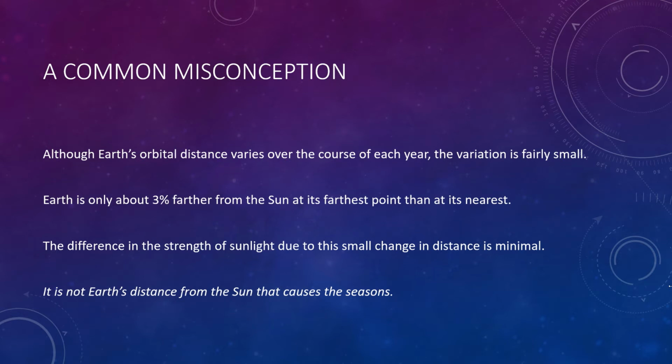Notice that the seasons of Earth are caused only by the tilt of the axis, and not by any change in Earth's distance from the Sun. Although Earth's orbital distance varies over the course of each year, the variation is actually really small. If Earth did not have an axis tilt, we would not have seasons. Earth is only about 3% further from the Sun at its furthest point than it is at its nearest. This difference in strength of sunlight is so small that it is easily overwhelmed by the effects caused by the tilt of this planet.